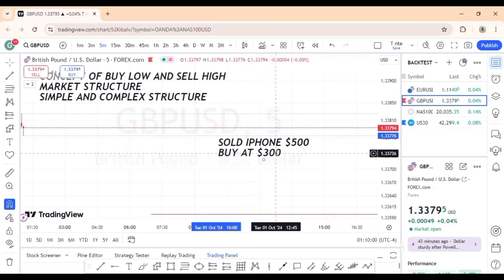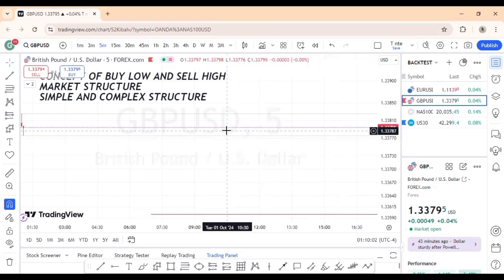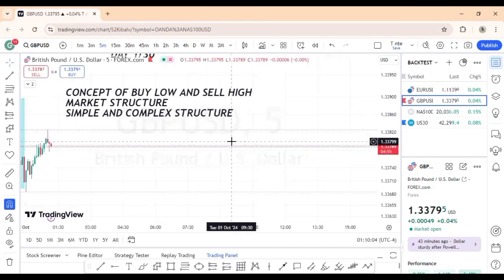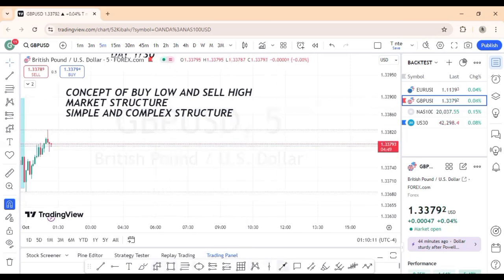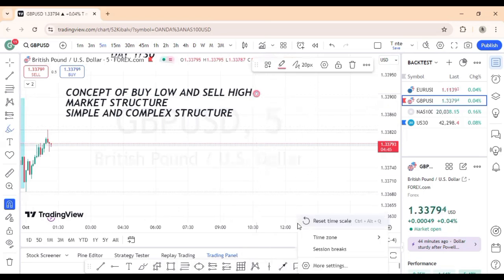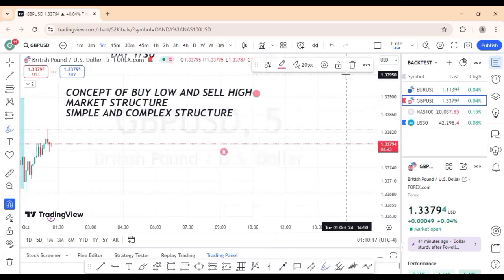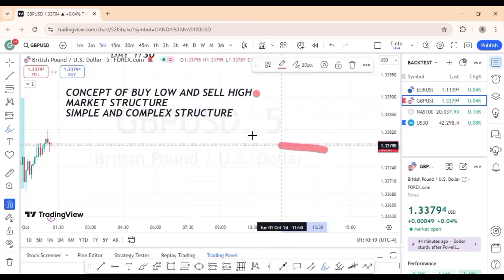So the same logic applies in your local market, the logic of buying when the price is low and selling when the price is high, right? So now that brings us to the second point. I think we are done with the first topic. So we're heading over to the next thing, which is market structure. Now we already know what market structure is, right?